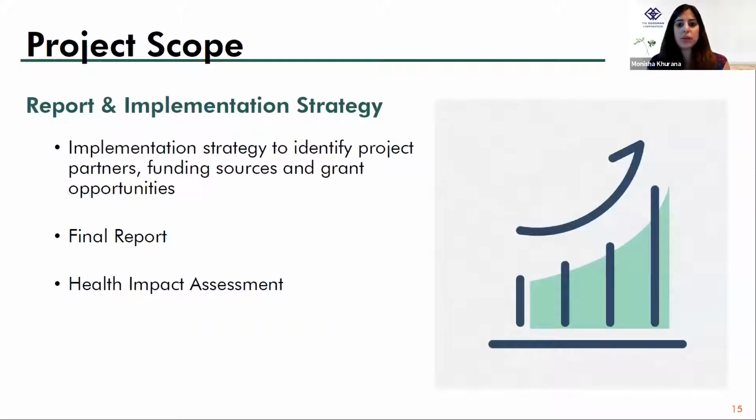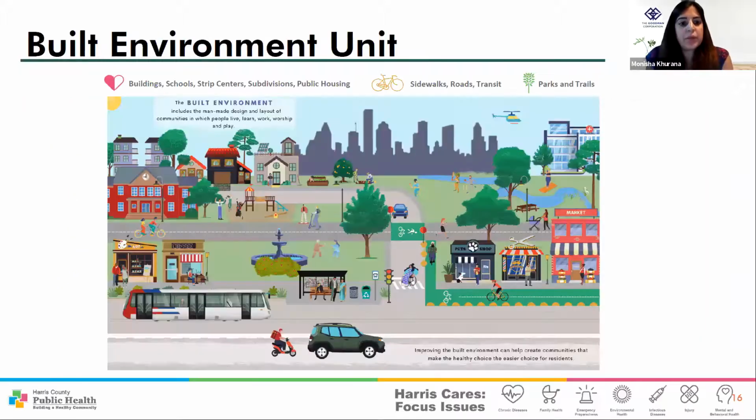Finally, we'll put this all together in a final report. As we've been mentioning, the intent is not for this plan to just sit on a shelf. We're going to devise an implementation strategy for each recommendation, and that will help identify project partners from both the public and private sector, some funding sources, and potential grant opportunities. In addition, Harris County Public Health will be doing a health impact assessment as part of their study, and that will all be captured in this final report. And with that, I will turn it over to Ms. Isma Bouyan to talk more about what the public health aspect of this plan will be.